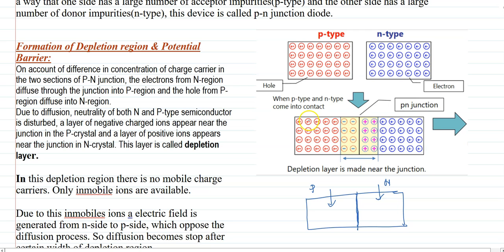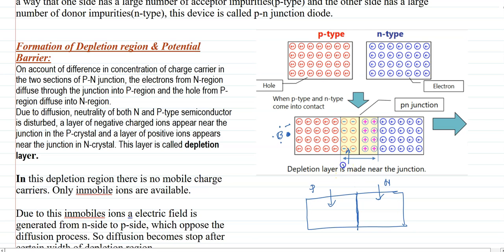For p type, suppose we doped with boron. Boron has 3 electrons and 1 hole, and the hole accepts an electron. That's why now boron has 4 electrons, meaning boron becomes B minus. These B minus ions are here by accepting electrons. This is one B minus, this is one B minus, B minus, B minus. These are B minus ions, meaning boron minus. So in the p side we get negative ions, immobile ions. These are called immobile ions.